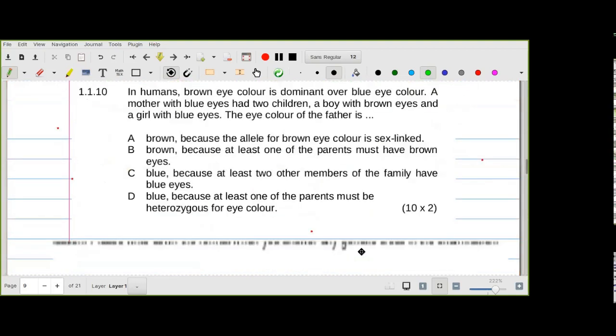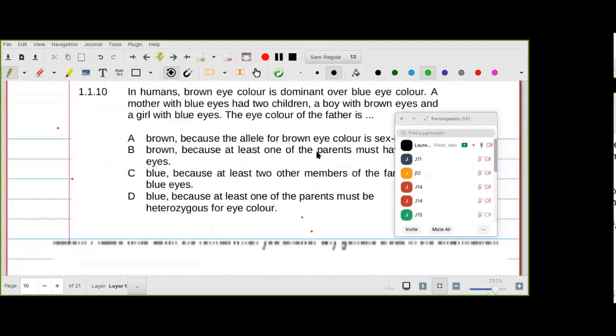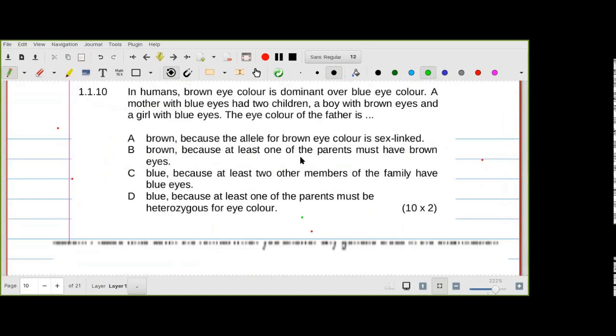Let's go to the last question on today's schedule. We only have a few minutes left anyway. In humans, brown eye color is dominant over blue eye color. A mother with blue eyes had two children, a boy with brown eyes and a girl with blue eyes. The eye color of the father. Is it sex linked? No, this is not sex linked. Eye color is not sex linked. So that's not the correct answer.